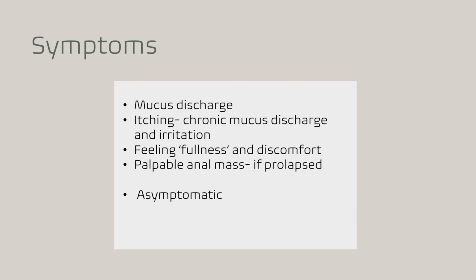Now, other symptoms that patients may experience is mucus being discharged, and this discharge can cause itching as the mucus irritates the skin. Other symptoms include feeling of fullness or bulge in the anal canal, so that's the discomfort that patients might feel. And if the hemorrhoid is completely prolapsed, then you may be able to feel a mass, and that's the grade 4 hemorrhoids that we were talking about. So it's also important to remember that some patients may be completely asymptomatic and won't feel any symptoms at all. Now, in these cases, the hemorrhoids are found incidentally.